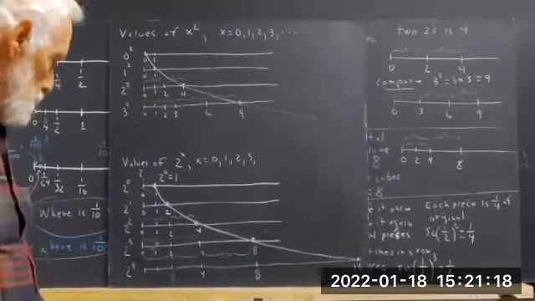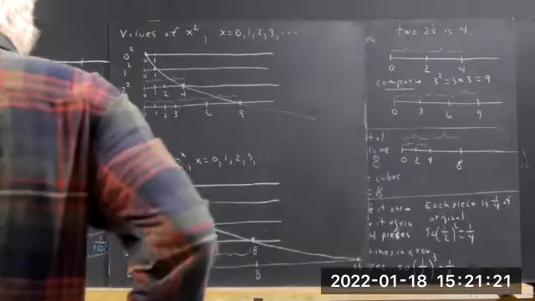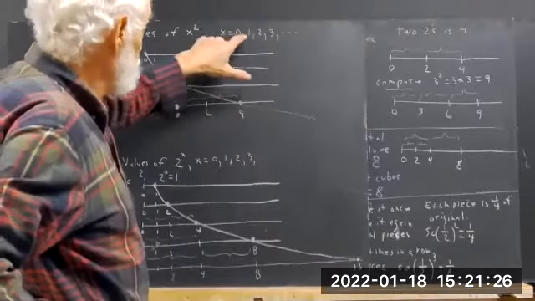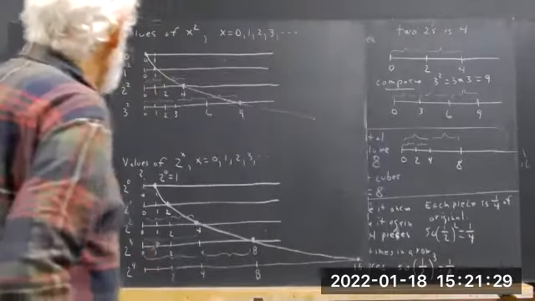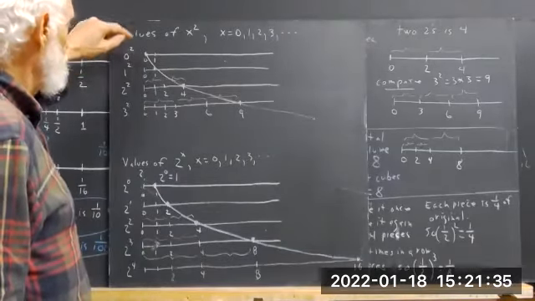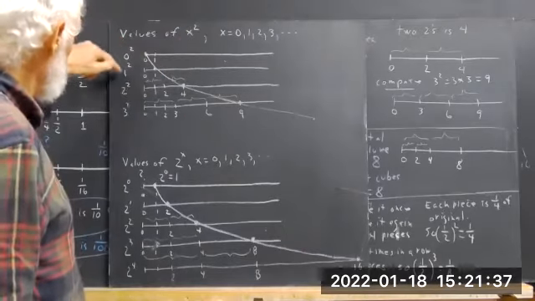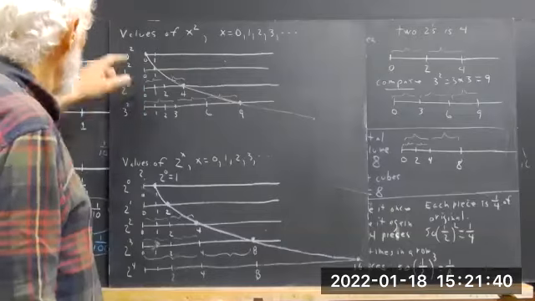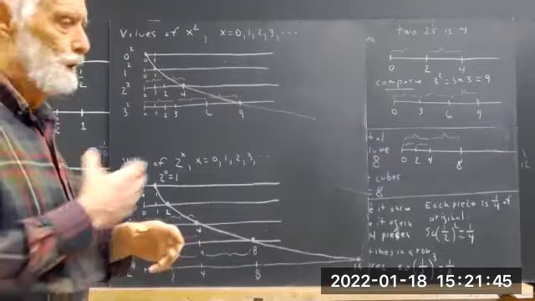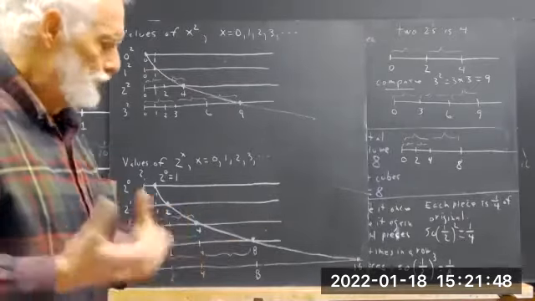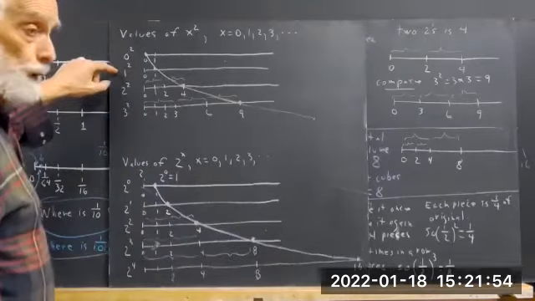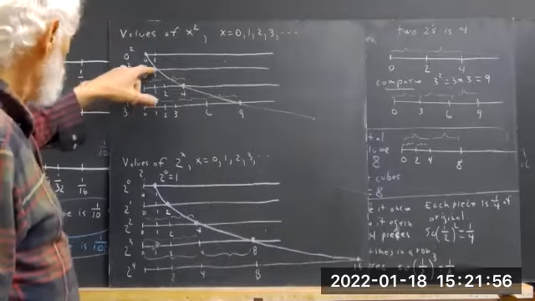Now we start moving into a little bit of algebra, a little algebraic representation. Get our values of x squared for x equals 0, 1, 2, 3, and so forth. Okay. Well, if x is 0, we get 0. We're going to get 0 squared, 1 squared, 2 squared, 3 squared. 0 squared is 0 because if you take 0 times that, you still have 0. No matter how many times you multiply by 0, you get 0. Okay. 1 squared is just 1 times 1, which is just 1.